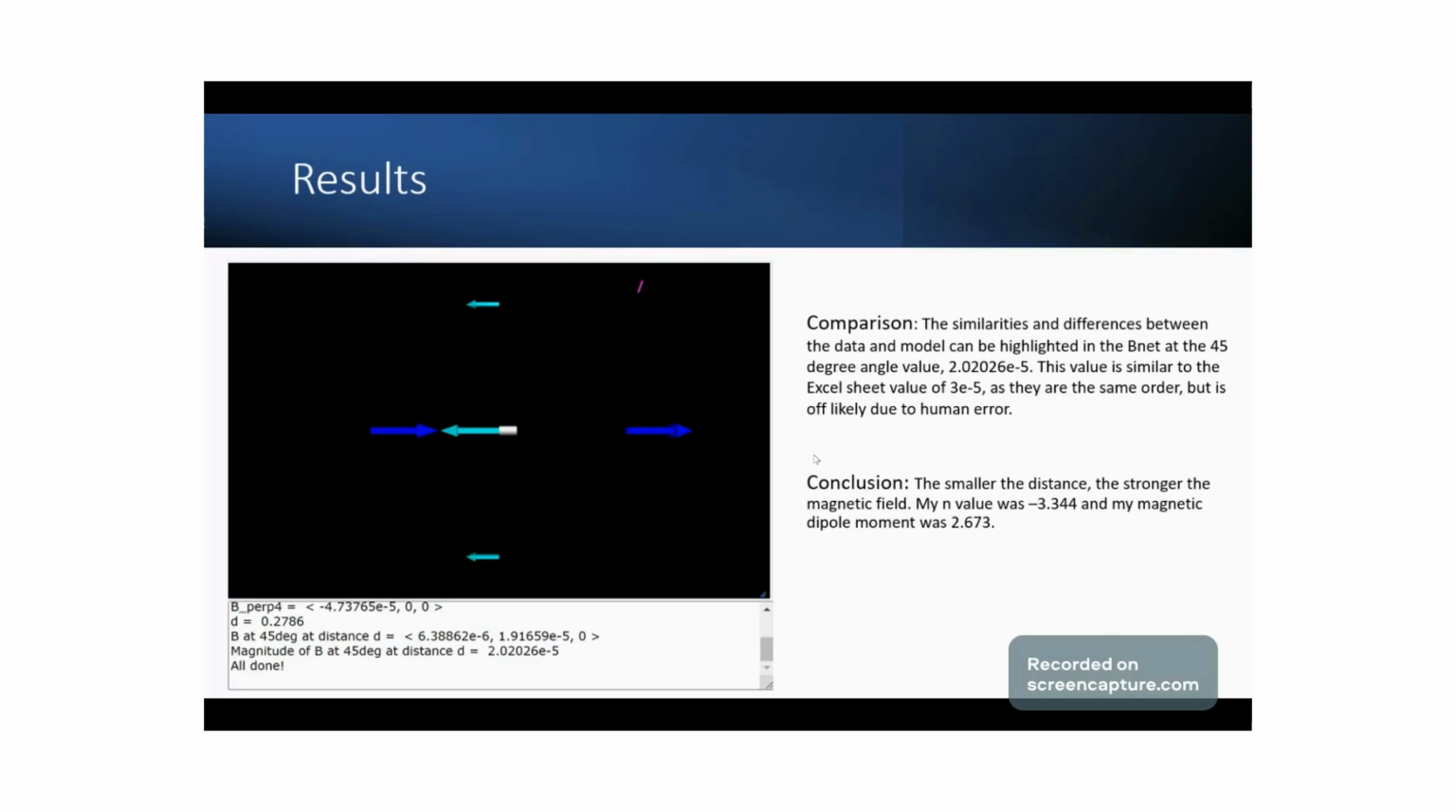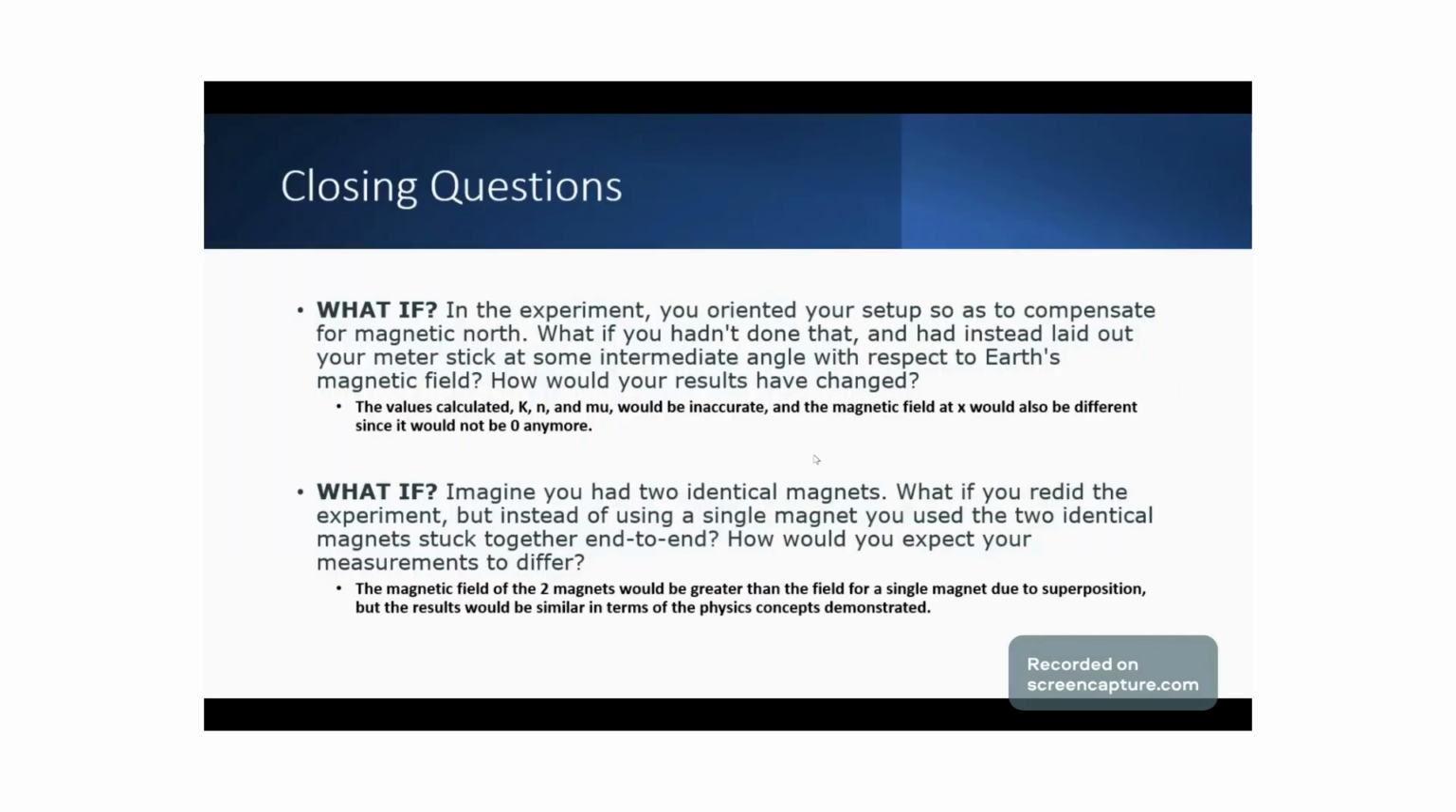To reiterate my values from the introduction, the smaller the distance, the stronger the magnetic field. My n value is negative 3.344 and my magnetic dipole moment was 2.673. The first what-if question gives that the values calculated, the k, n, and mu, would be inaccurate and the magnetic field at x would also be different since it would not be 0 anymore.